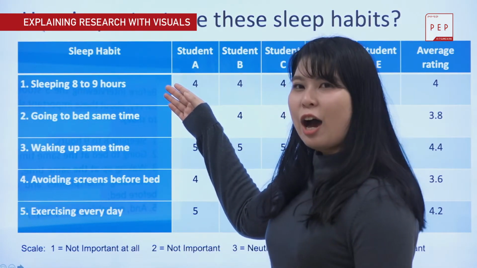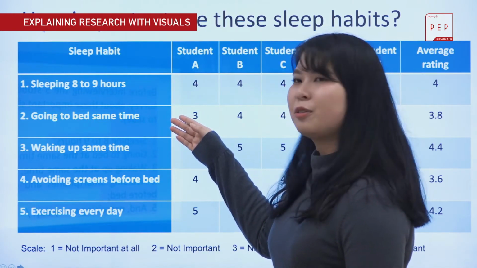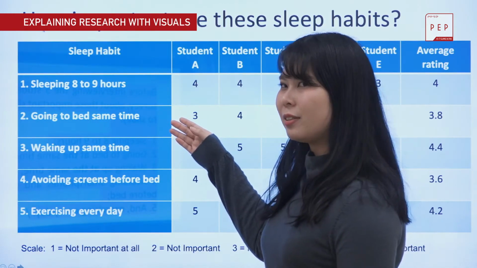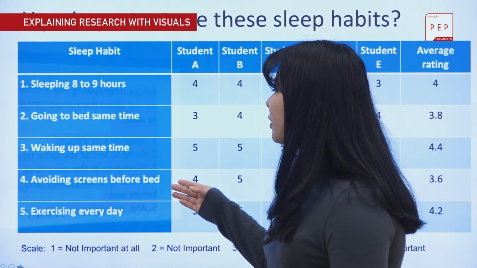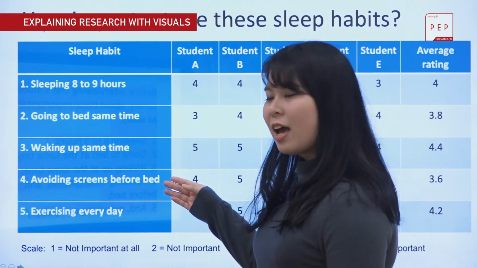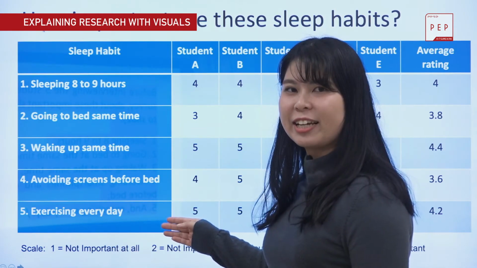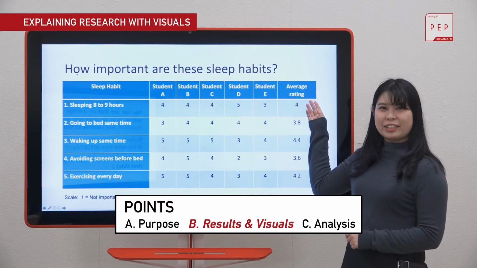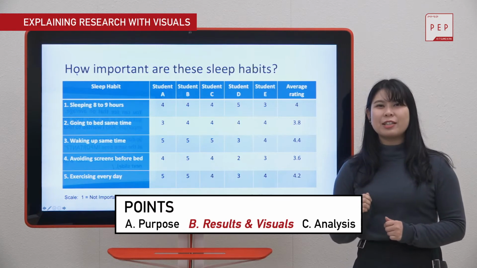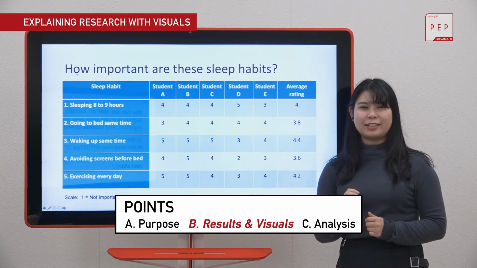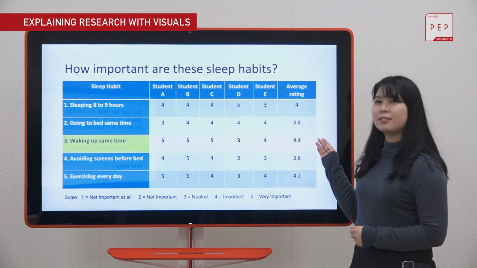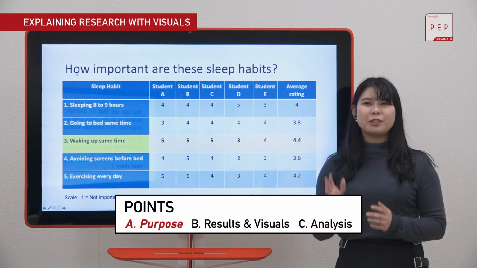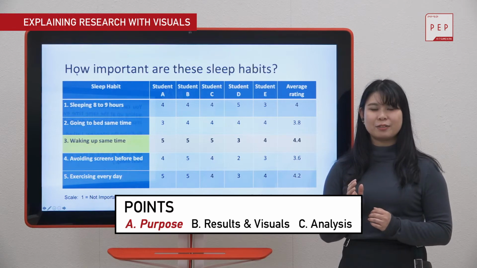Sleeping 8 to 9 hours, going to bed at the same time, waking up at the same time, avoiding screens before bed, and exercising every day. You can see that on average, everyone thought waking up at the same time every day was very important. And I wanted to find out why.